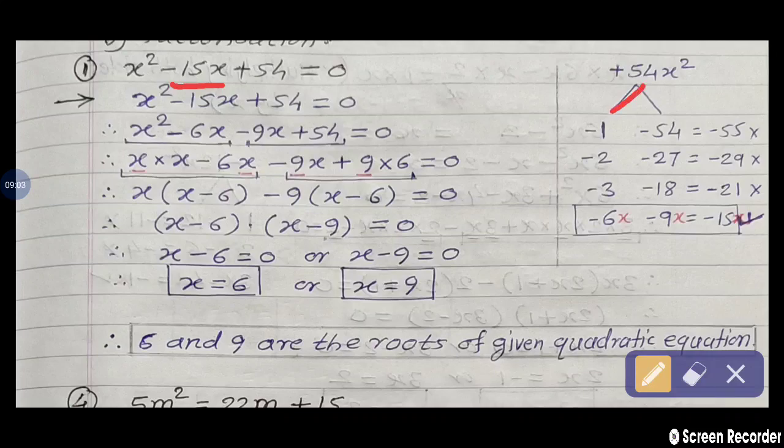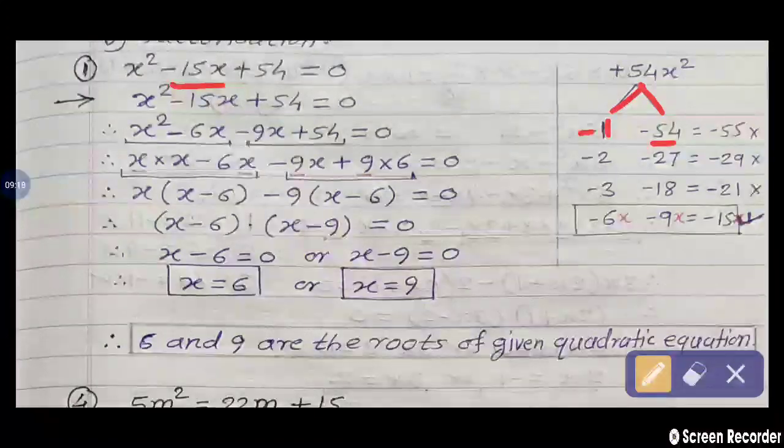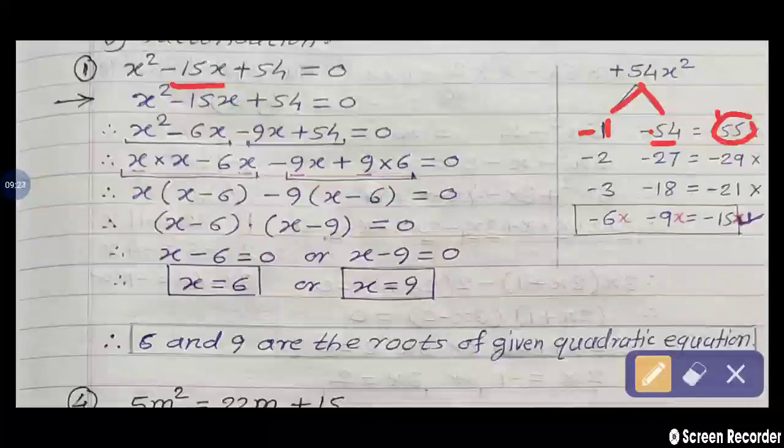Always start from 1. This is a very simple method. 1 multiplied by which number? We are getting 54. So 1 multiplied by 54. Then the product is 54. As per the rule, both numbers have a negative sign. Clear? So minus 1 minus 54 is minus 55. So this is not the factor. What we require is the sum minus 15.